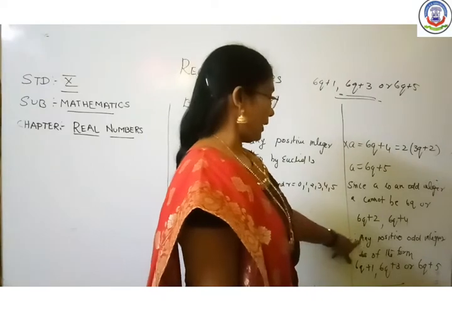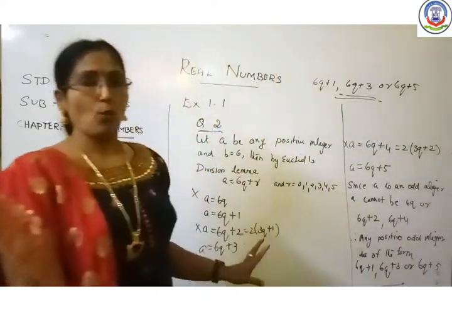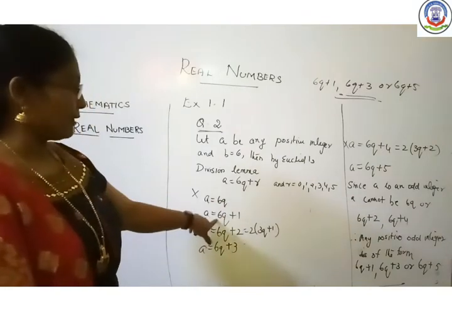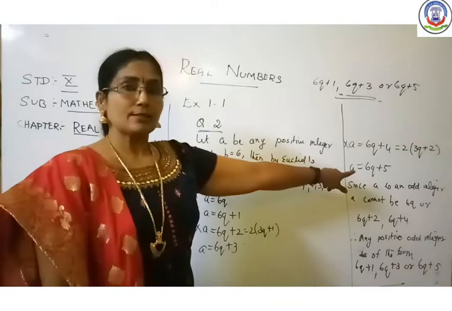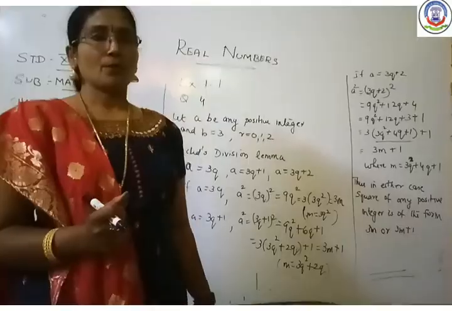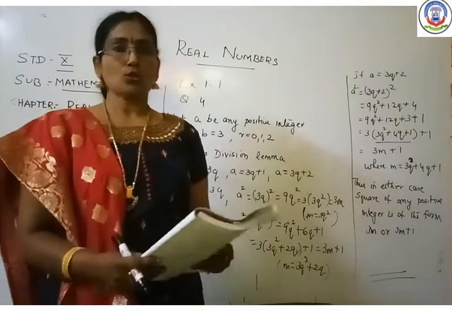Therefore, you have to say that any positive odd integer, if you have taken a as any positive odd integer, it will always be in the form of 6q plus 1, 6q plus 3, or 6q plus 5. Now, same exercise 1.1, question number 4.